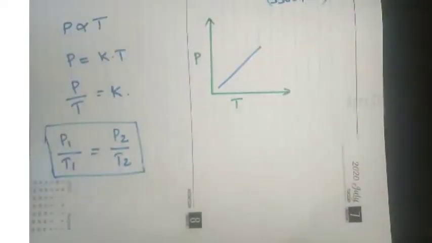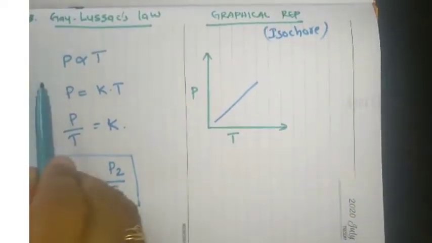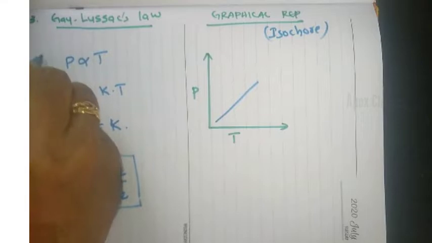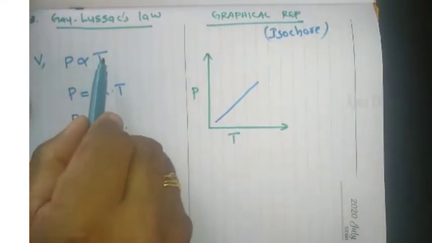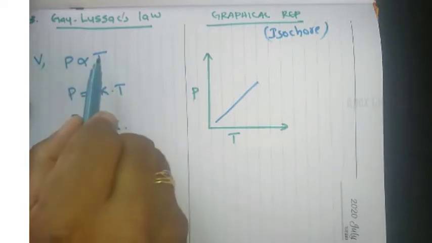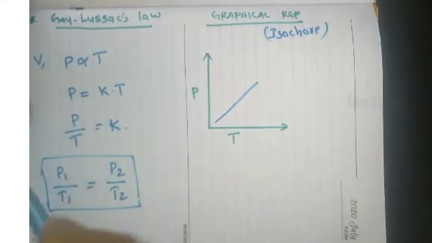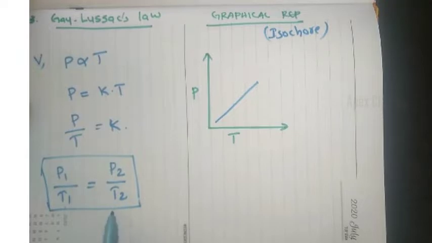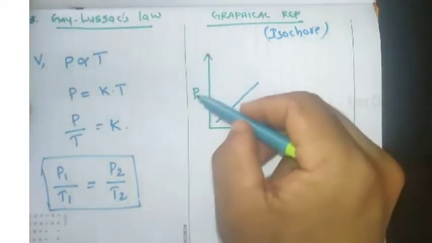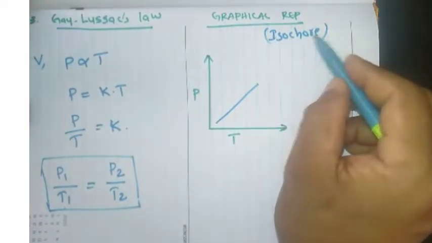Then next, what is Gay-Lussac's law? Third one, Gay-Lussac's law. According to Gay-Lussac's law, at constant volume, the pressure of a fixed amount of a gas is directly proportional to temperature. That is, P is proportional to T. Then P is equal to K into T, that is P by T is found to be constant. It is mathematically expressed as P1 by T1 is equal to P2 by T2. The graphical representation of Gay-Lussac's law is like this: P against T. The graph is plotted at constant volume, so this graph is called an isochore.